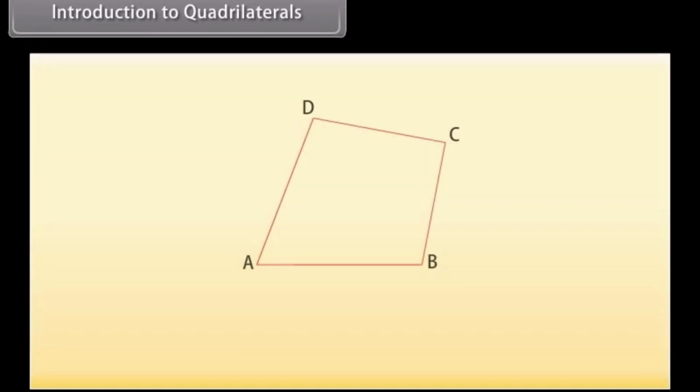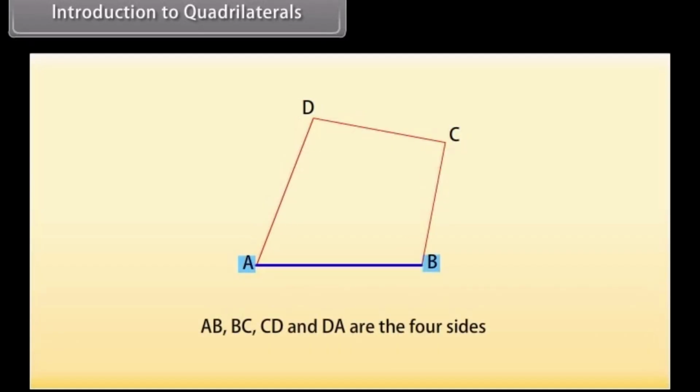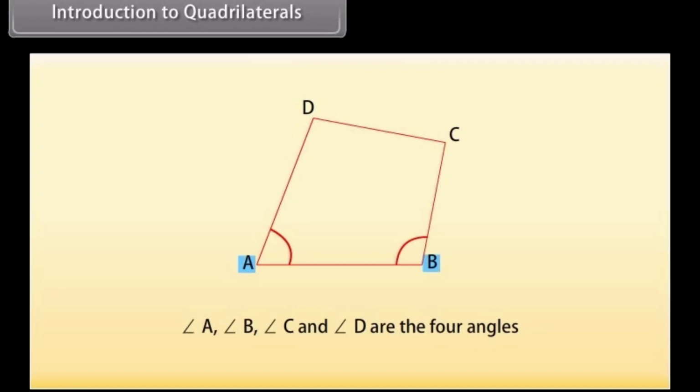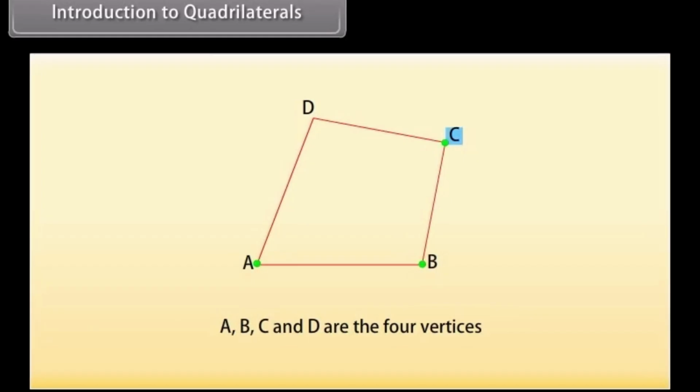Introduction to quadrilaterals. Look at the figure ABCD. This is a quadrilateral. A quadrilateral has 4 sides, 4 angles, and 4 vertices. Here AB, BC, CD, and DA are the 4 sides. Angle A, angle B, angle C, and angle D are the 4 angles. And A, B, C, and D are the 4 vertices.